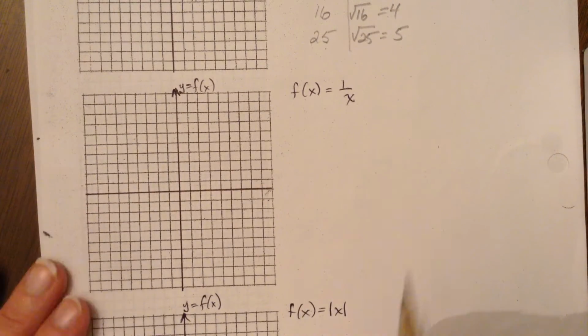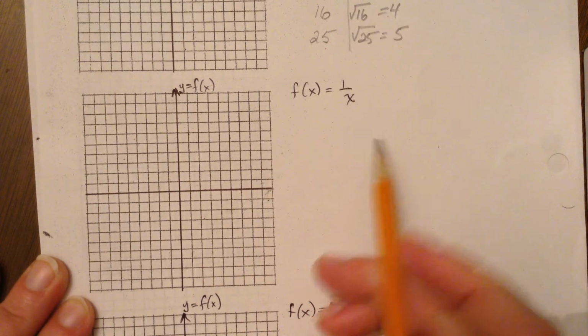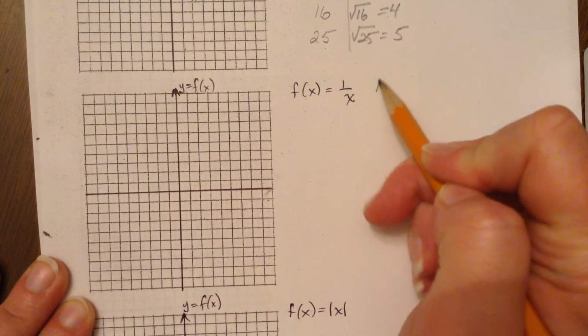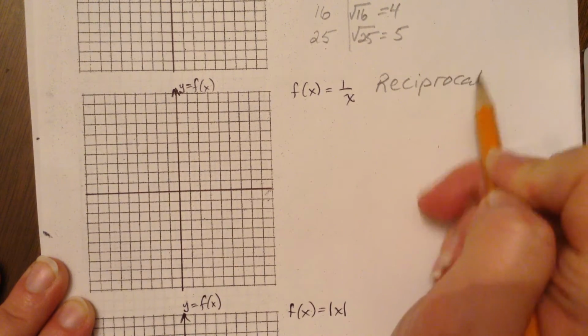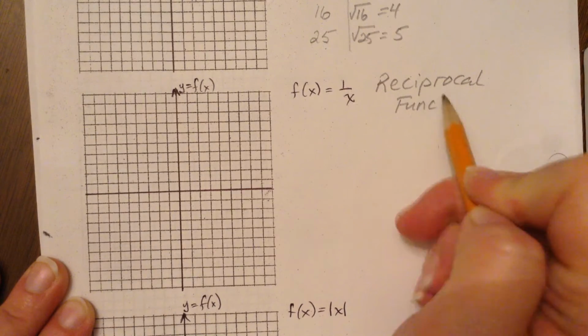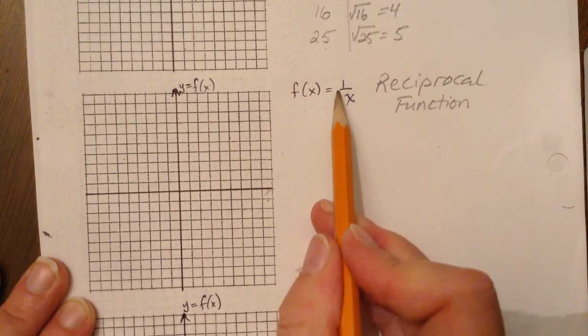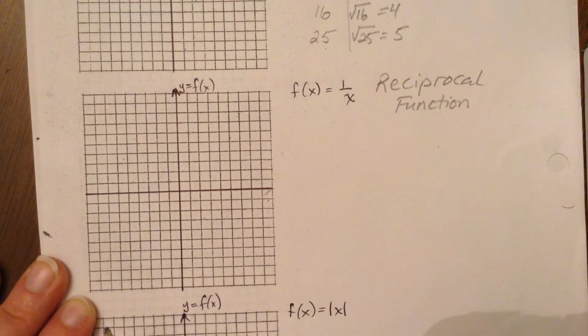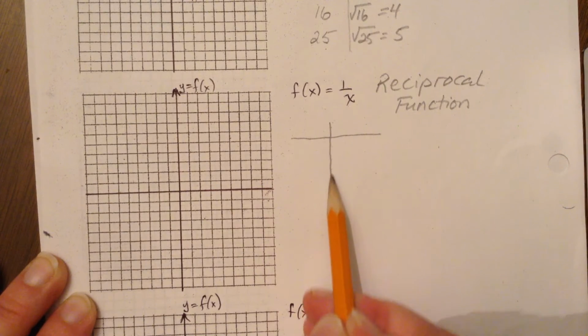Next we will look at the function f of x equals 1 divided by x. This is known as a reciprocal function. We are taking 1 and dividing it by our value of x, which is our variable. So let's make again a small table of values.